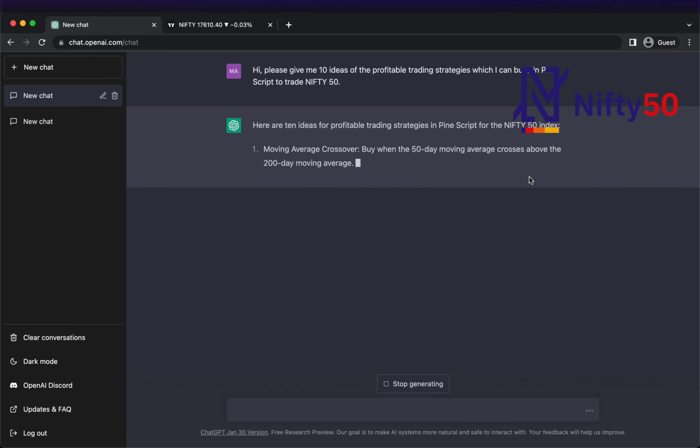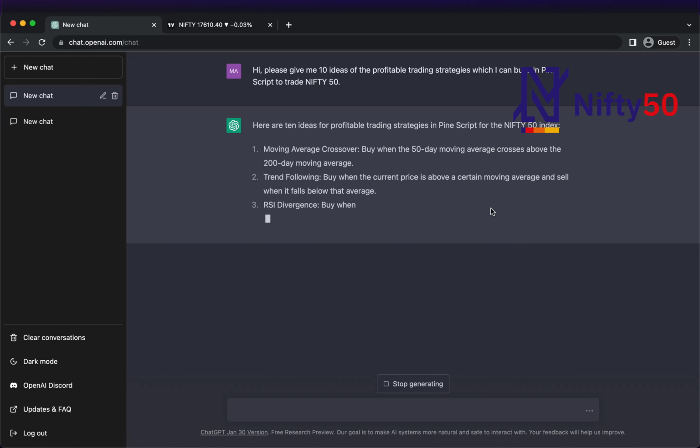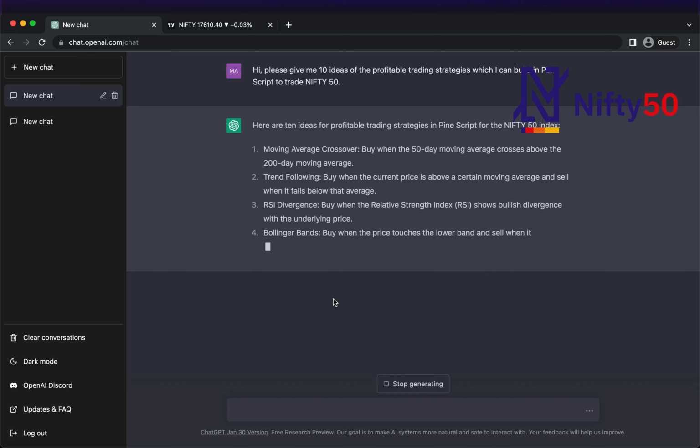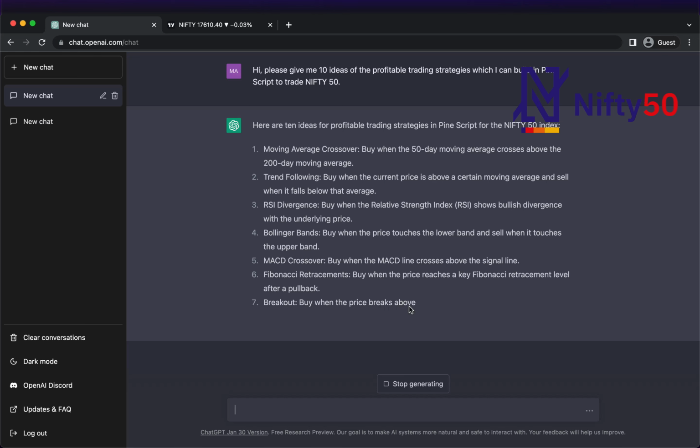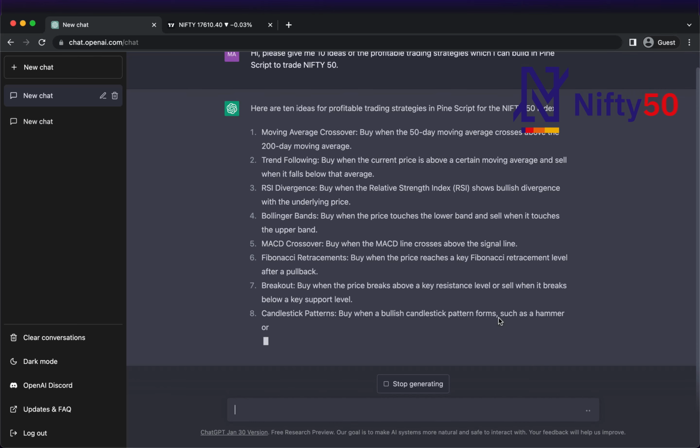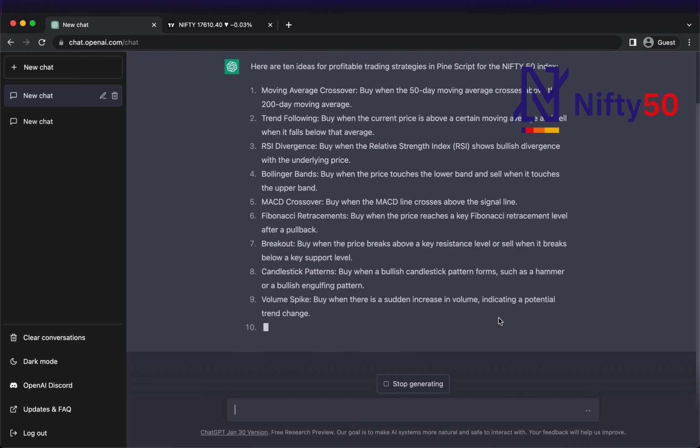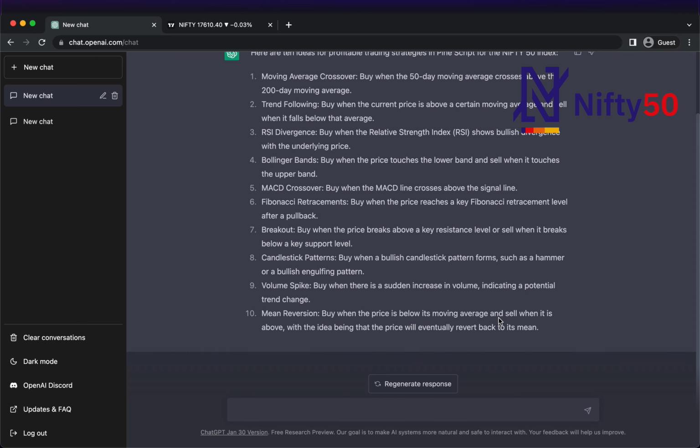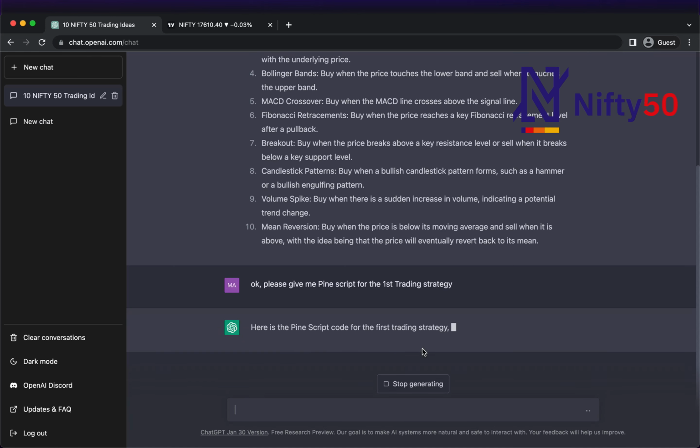So as you can see, ChatGPT is straight away giving us 10 strategies, which are moving average crossover, trend following, RSI, MACD, Fibonacci, breakout. All of those are quite standard strategies, and I think they could be profitable. So let's try them all and let's see which of them is the most profitable. So let's ask to get the PineScript for the first strategy, which is moving average crossover, and let's test it.